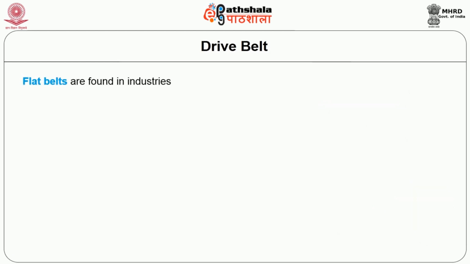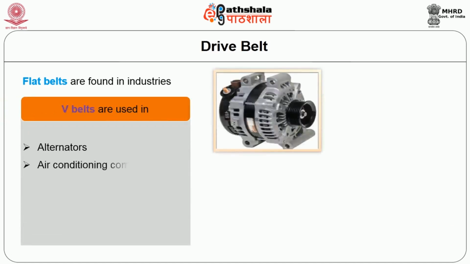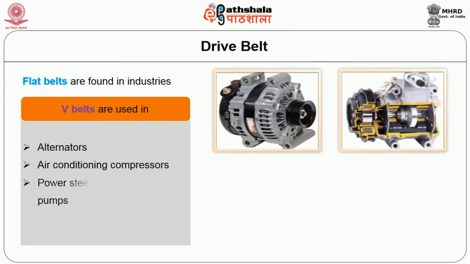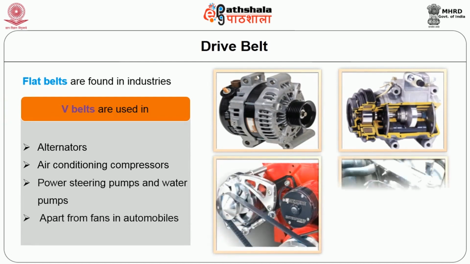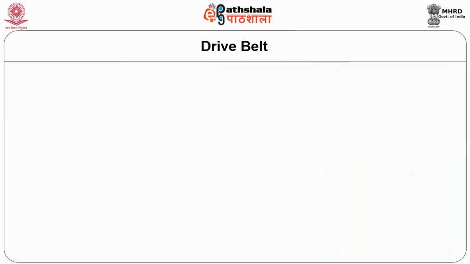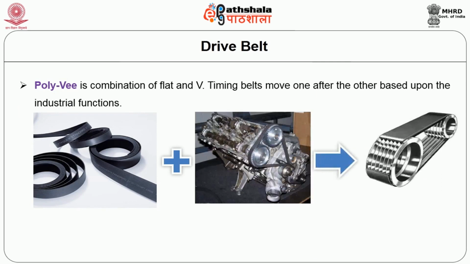Flat belts are found in industries. V belts are found in alternators, air conditioners, compressors, power steering pumps, and water pumps, apart from fans in automobiles. Poly V is a combination of flat and V. Timing belts move one after the other based upon the industrial function.